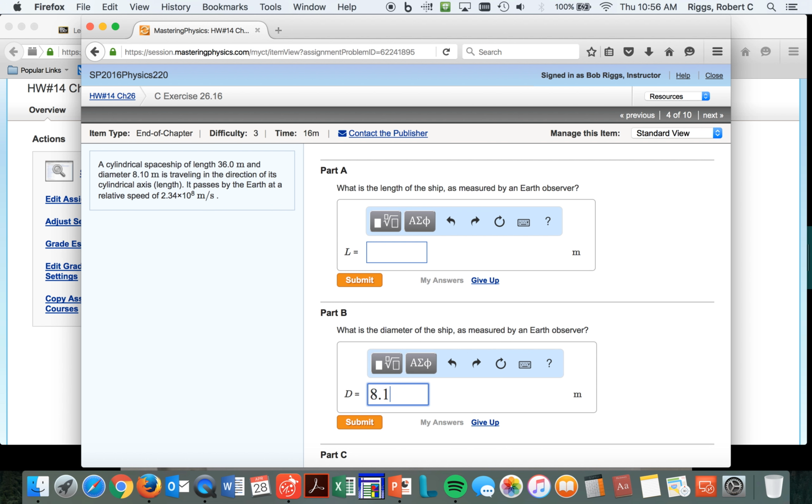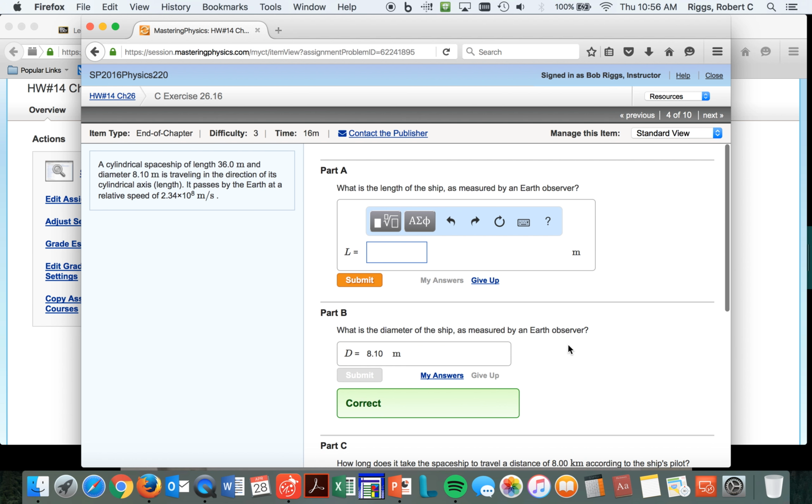First of all, let's see if that's right. So it's 8.1, right? So it didn't change. But what's the length of the ship as measured by an Earth observer? Okay, so we want to find the contracted length. It says a cylindrical spaceship of 36 meters. So that's the proper length. That's L naught.